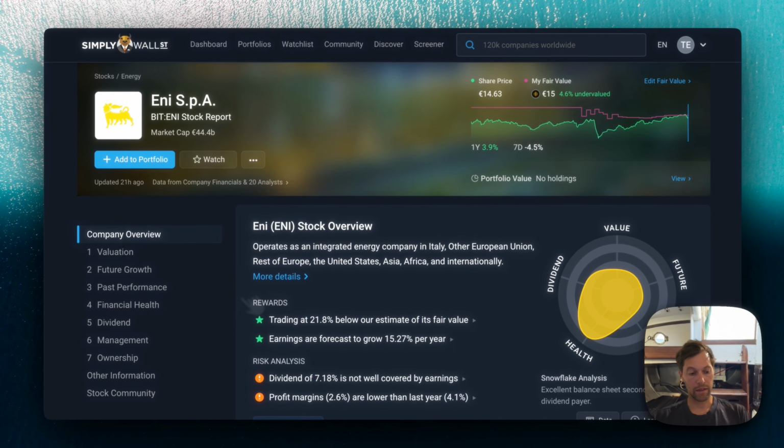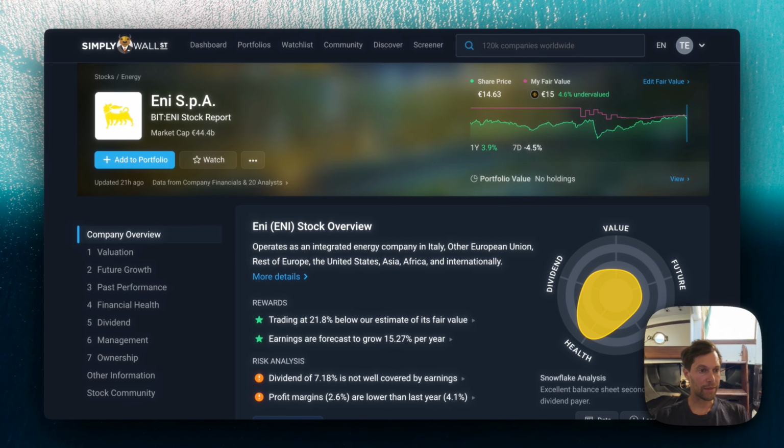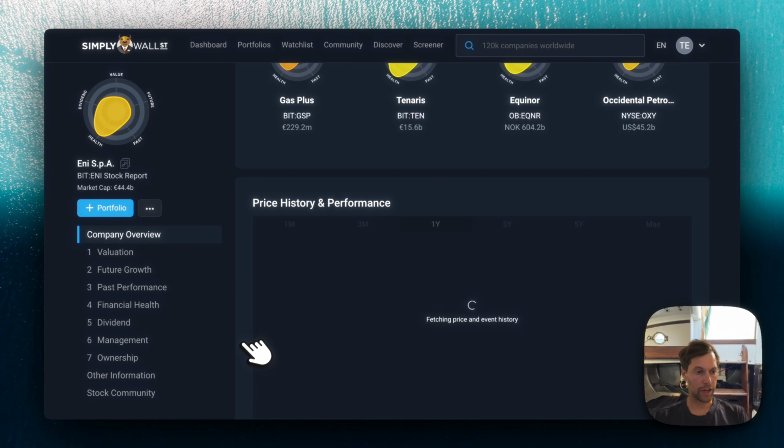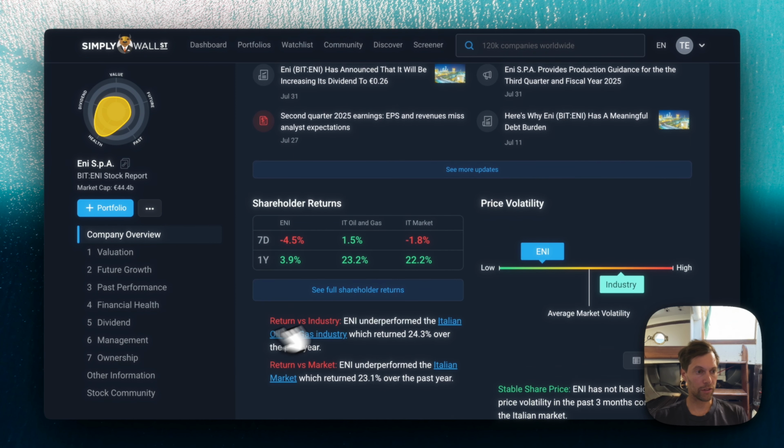So Eni, if you don't know, is the Italian, sort of, I don't want to say state, but anyway, Italian oil and gas company. And so this is an interesting one. So let's go through those same checks again. I'm going to start off with the share price return. So like I said, just underneath the price chart.